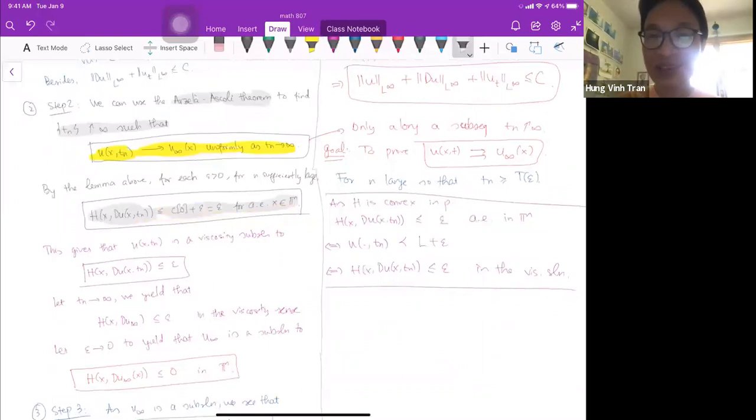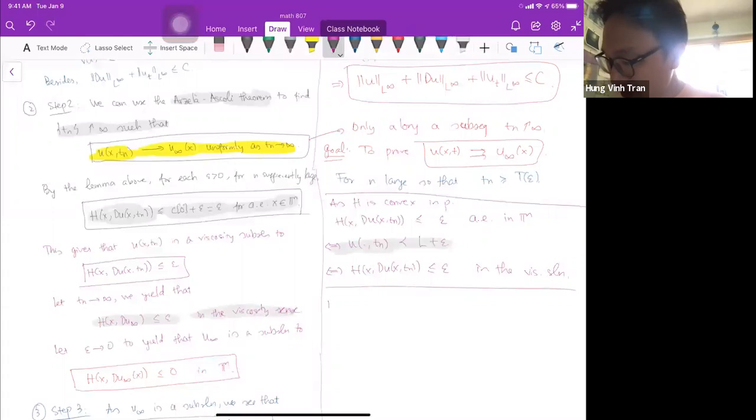Then once we have the subsolution property, we can pass the limit, right? You can also use the fact that u is dominated by L plus epsilon. Either way, when you pass the limit, you get that u infinity inherits the property, so it's true also in the viscosity sense. That's why it's beautiful, but this is only for the subsolution property. Okay, so let me make a remark here: u infinity inherits the subsolution property beautifully.